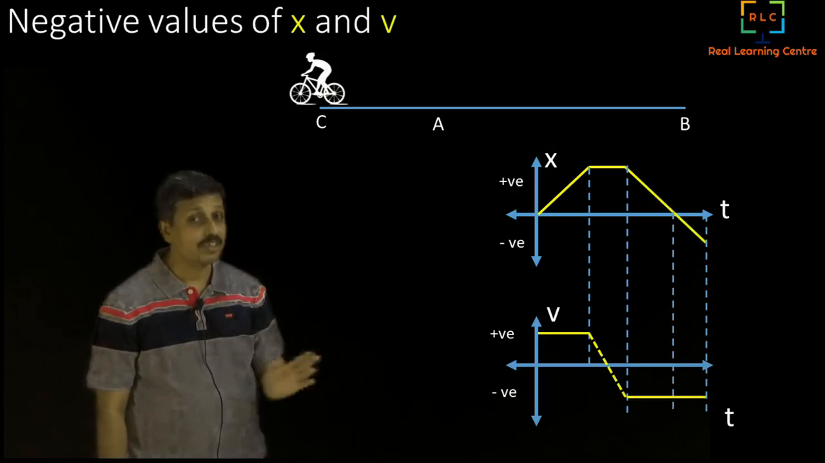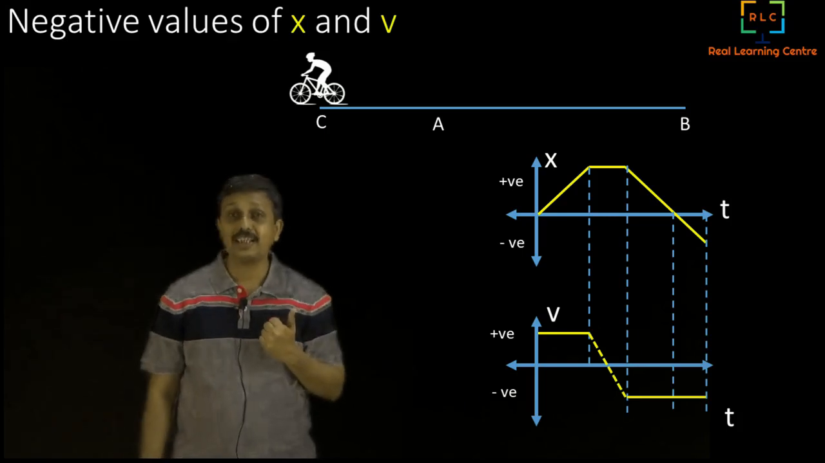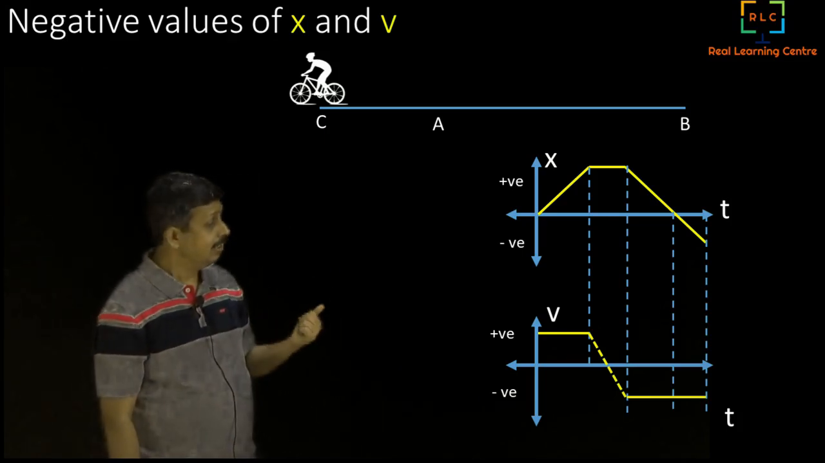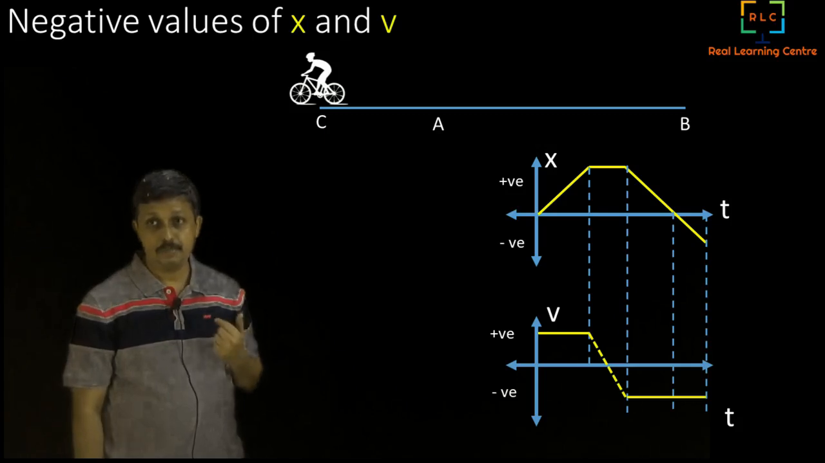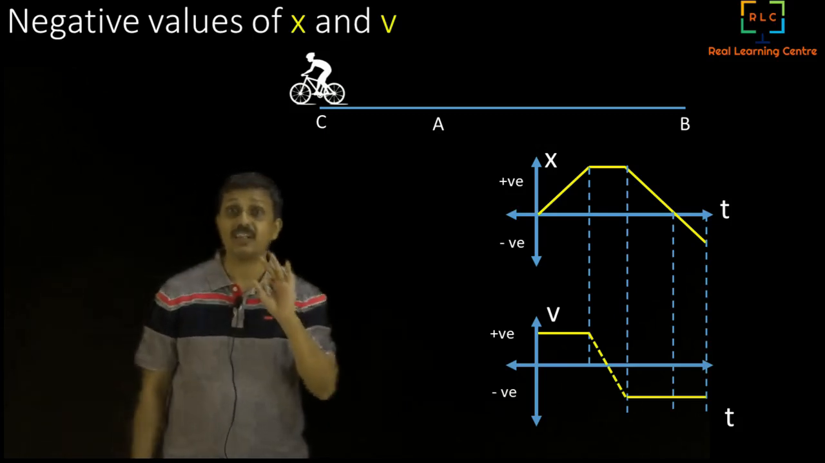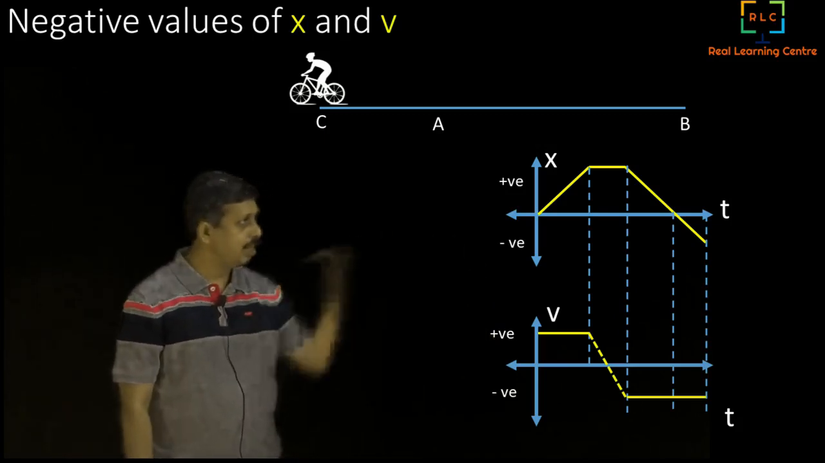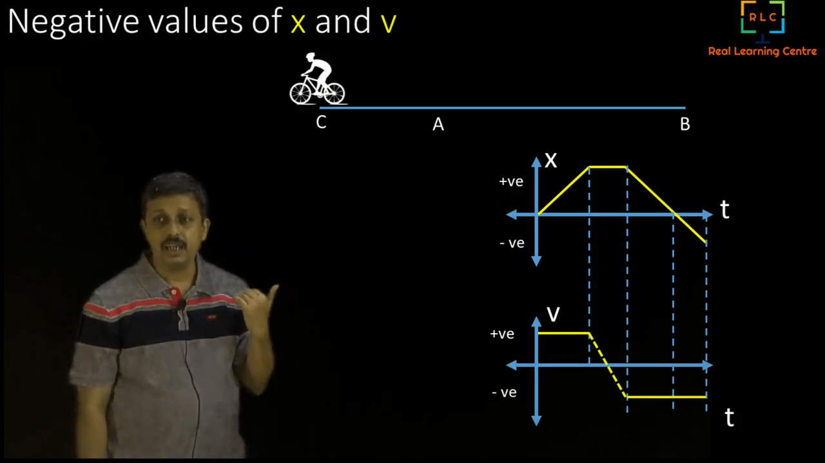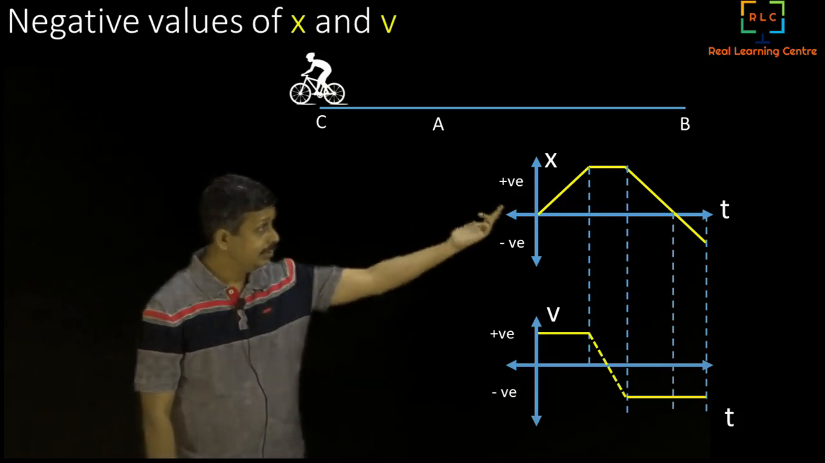When he starts moving from B to A, you can clearly see that velocity is constant, but this time the velocity is a negative constant. You can see it's a negative constant because it is moving in the opposite direction. And the x value is from B to A.